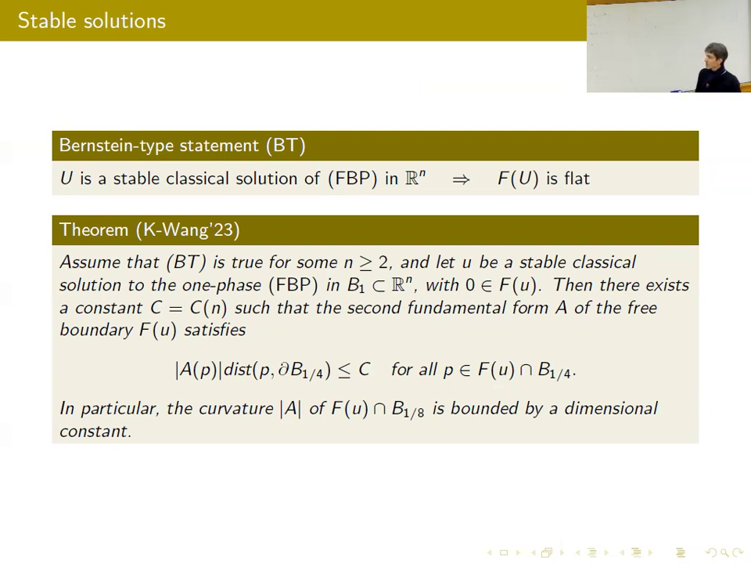So if you have a solution to the one-phase free boundary problem defined in B1, again a classical solution, then the curvature on the interior scale is universally bounded, okay? Bounded by a dimensional constant. In particular, the free boundary can be represented, each piece that a small unit-sized disk intersects, say in B_1/16, is going to be the graph of a function with bounded C2 norm.